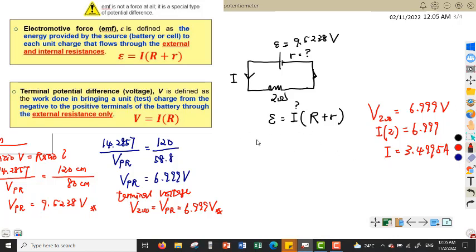Once I get the current, I can put it here. So the EMF is 9.5238. The current is 3.4995. The external resistance is 2 ohm. Then we can determine the internal resistance. When you do it correctly, you will get 0.72 ohm. Okay, then we have solved the question 8.